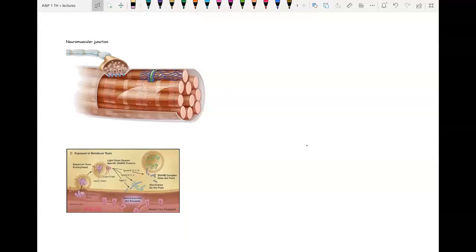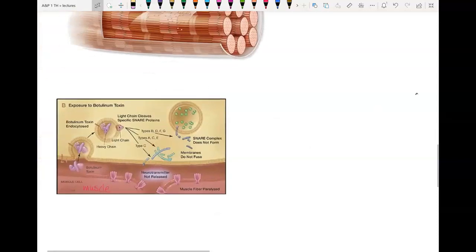Another example of neuromodulation is with botulinum toxin.